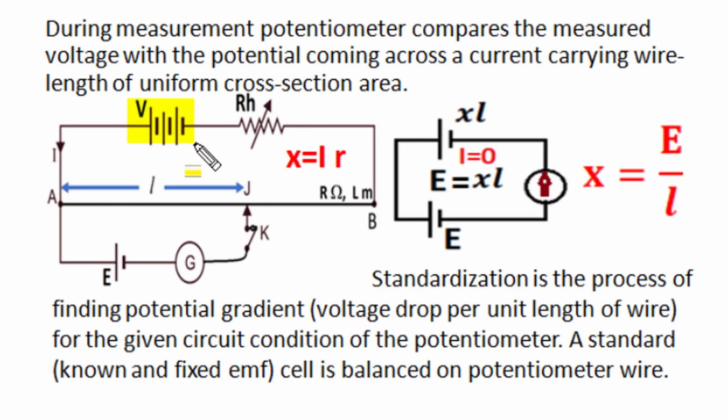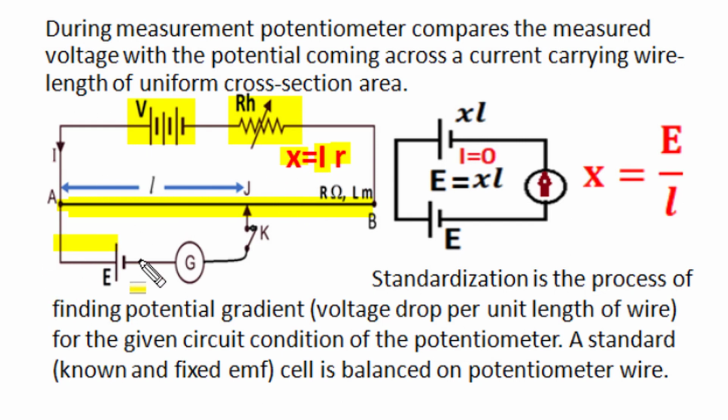During measurement, a source voltage with a current limiting rheostat resistance is connected to AB wire of uniform cross section area and establishes current in this circuit, and current flowing in this AB wire of uniform cross section area, having per unit length resistance small r, generates per unit length voltage small x called potential gradient.